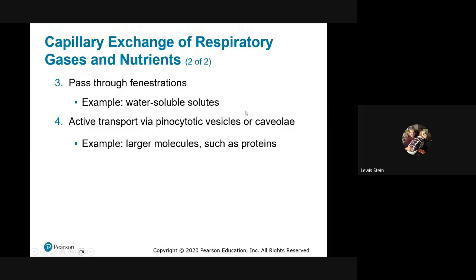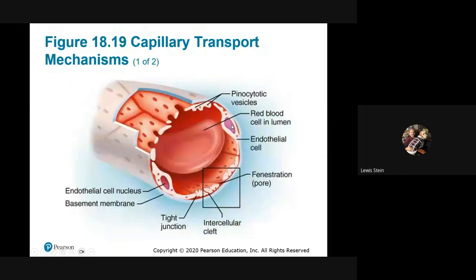In certain areas, there are larger openings. Remember when we looked at the kidney, bigger holes, we call them fenestrations. Fenestration is a window, again for water-soluble solutes. And then, of course, active transport, depending on whether we need to do that. You can see it in some selected systems.